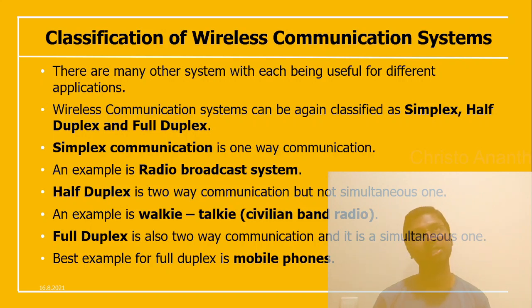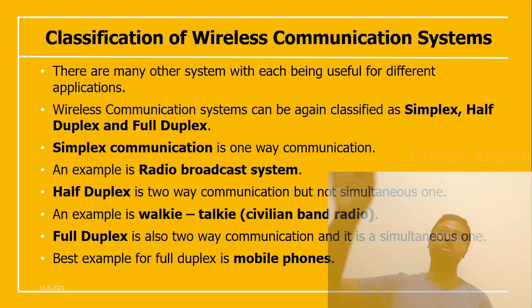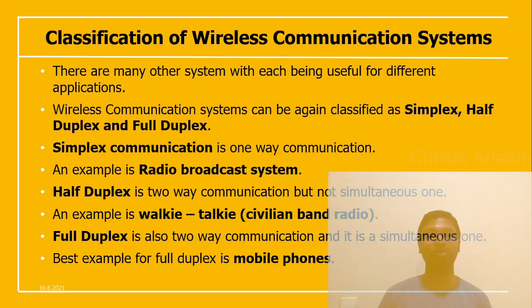Wireless communication systems are classified into two types: simplex and duplex, where duplex is further divided into half duplex and full duplex. Simplex means one-way communication only, like a radio broadcast system at a frequency band such as 106.4 or 128.3, where you hear the news and entertainment.